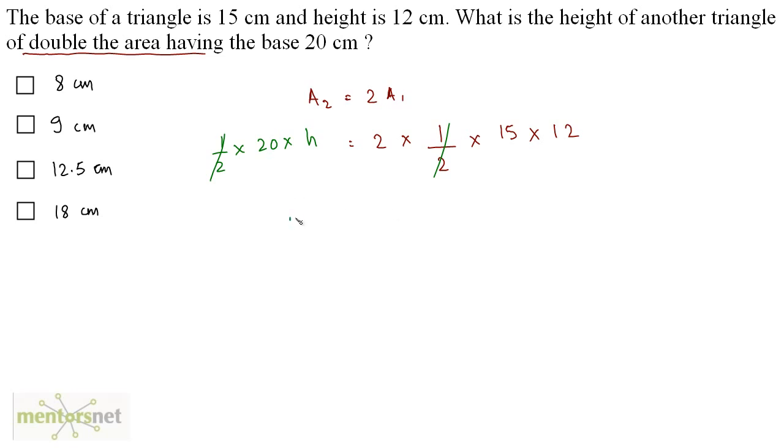What we have is 20h is equal to 15 times 2 is 30 times 12. So h is equal to 30 times 12 by 20. This 0 and this 0 get cancelled out. 2 times 6 is 12. So height is equal to 6 times 3, that's 18 centimeter. So the answer is option D.